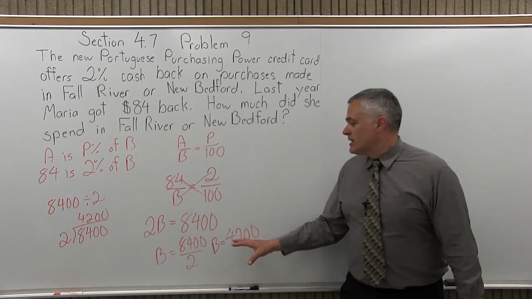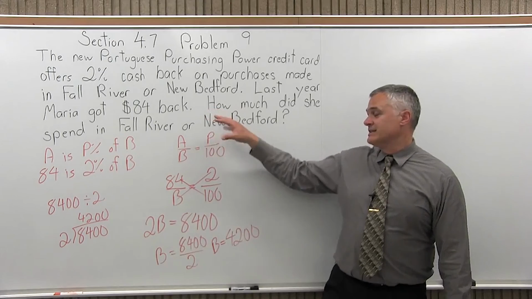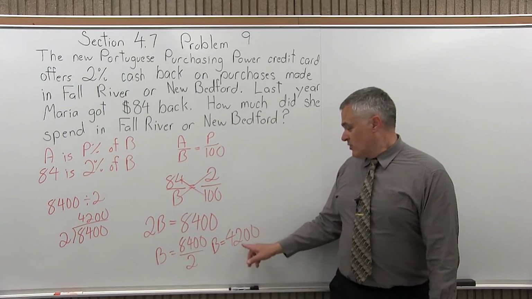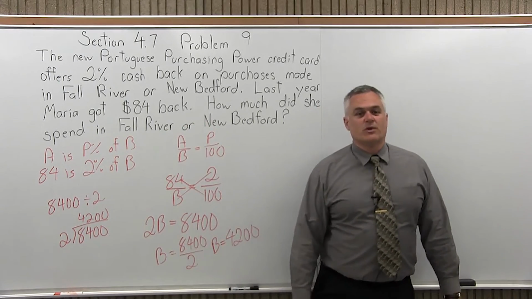And with a lot of these application questions, you want to ask at the end, is that the final answer? Is that what the question is asking? And in this case, it is. 4,200 is the total amount spent on that card in Fall River and New Bedford for the year.